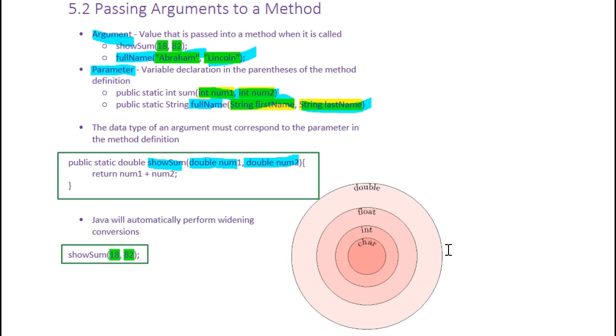This leads to a data type hierarchy, where chars can be represented as ints, which can be represented as floats, and floats can be represented as doubles. But we can't go the other way around. We would lose data if we tried.